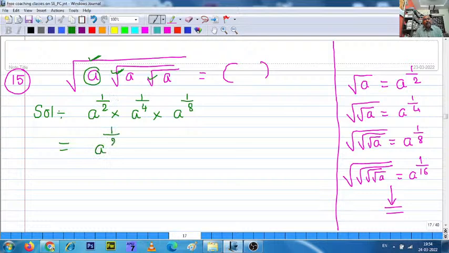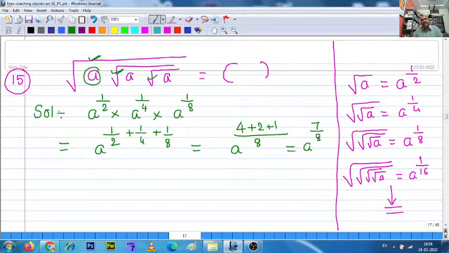A to the power of 1 by 2 plus 1 by 4 plus 1 by 8. So you can take LCM also. LCM of 2, 4, 8 is 8. So 4 plus 2 plus 1, this will be a to the power of 7 by 8. But it takes a lot of time for calculating. So without paper and pen also, now you are able to say this answer.